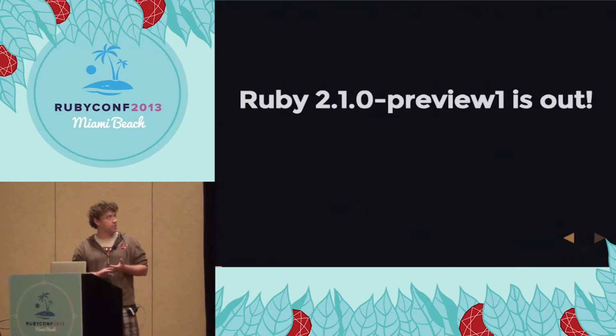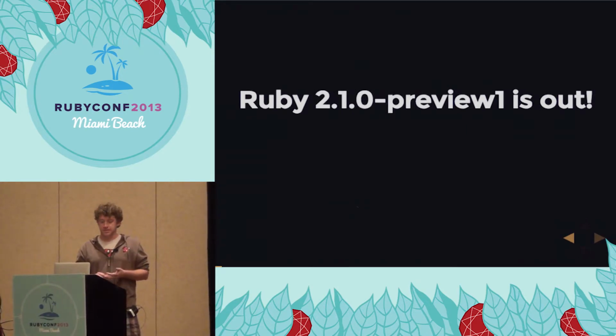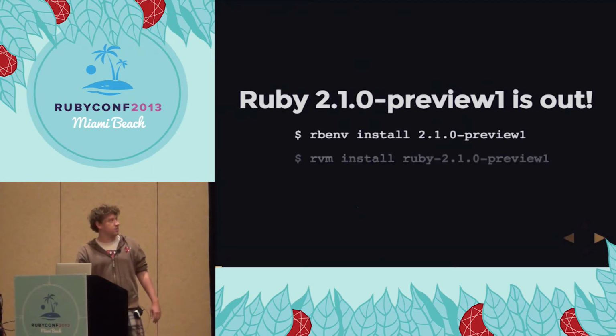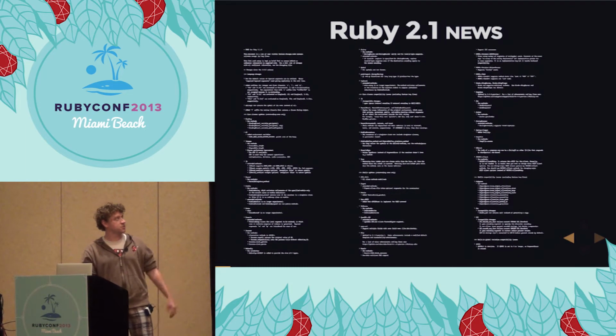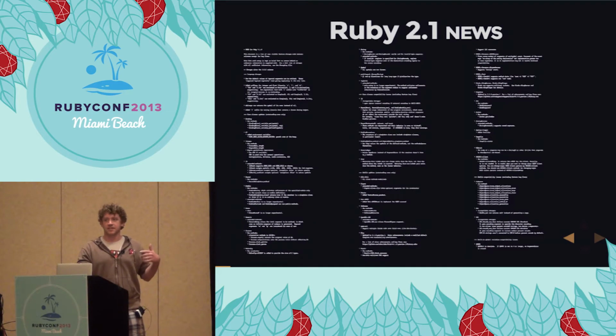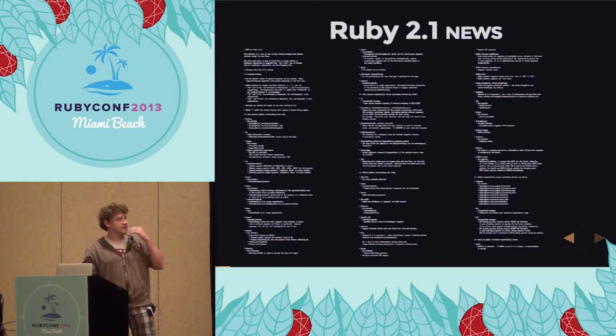So Ruby 2.1.0 preview 1 is out. This is exciting. You can grab it with RBenv. You can grab it with RVM. This is the Ruby 2.1 news file. If anybody saw Koichi's talk, he stole this from me. Actually, I stole it from earlier talks of his where he does this. And the gag is that this is much smaller than the news file for 2.0. So the feature that I'm going to talk about is way in the corner there.